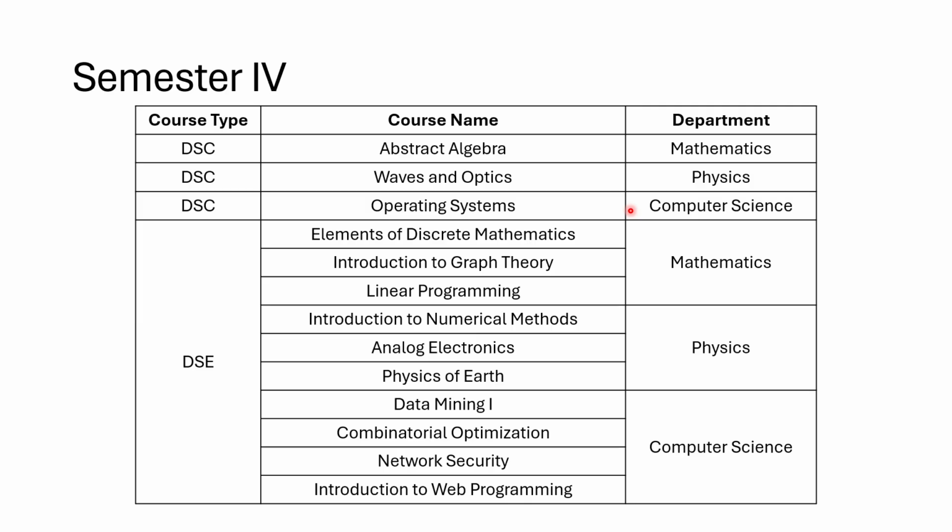Now, coming to our discipline specific electives, from mathematics, you have elements of discrete mathematics, introduction to graph theory, linear programming. From physics, you have introduction to numerical methods. You can say this is under mathematics, but okay, physics department is offering that. Analog electronics and physics of earth. From the computer science department, you have data mining 1, combinatorial optimization, network security, introduction to web programming.